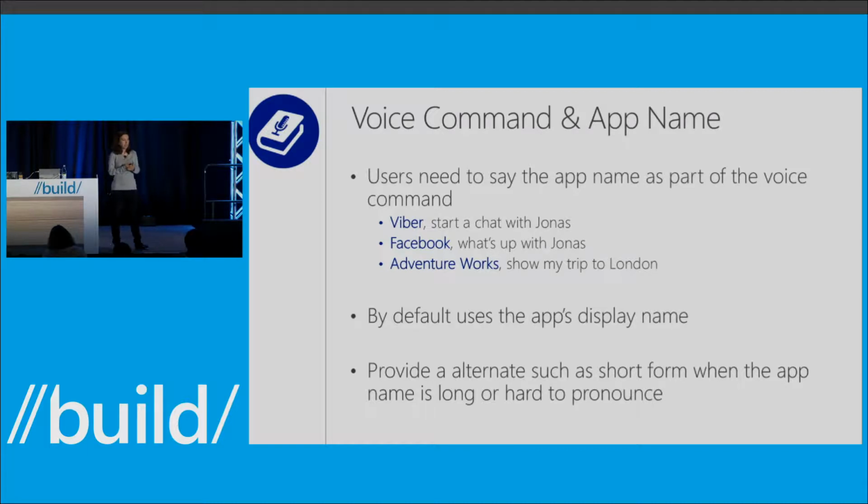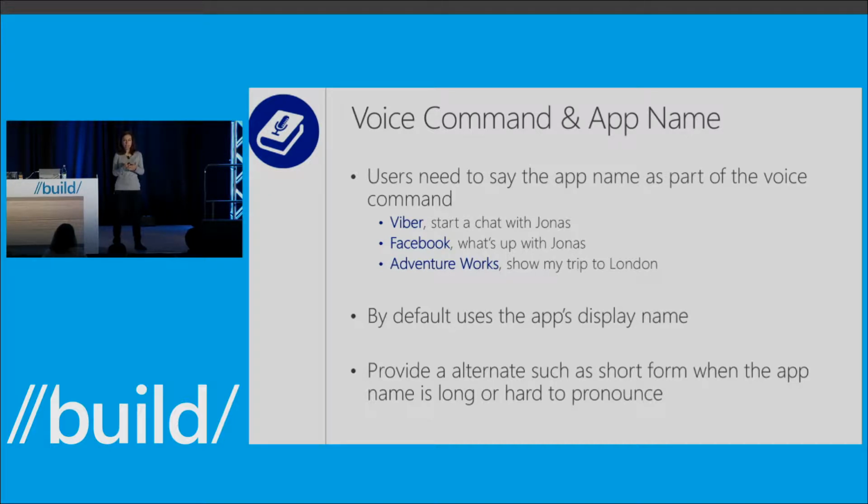When users give commands to Cortana, Cortana expects the application name to be part of the voice command. This is how she knows to launch application A and not application B. So by default, Cortana assumes that the voice command starts with the application name. I have here a few examples. For instance, "Viber, start a chat with Jonas," or "Facebook, WhatsApp with Jonas."